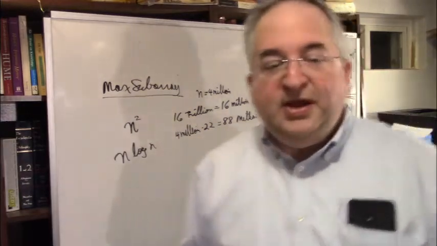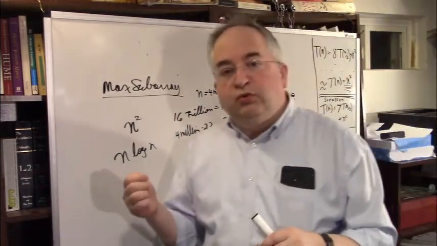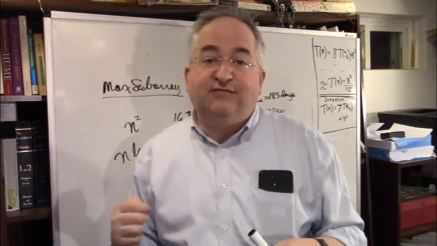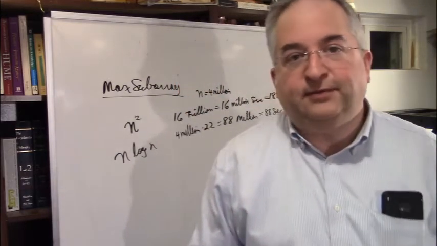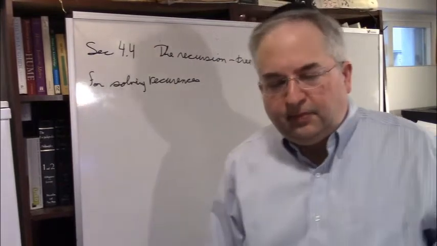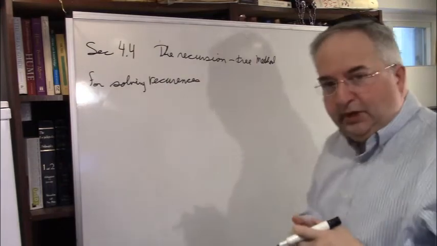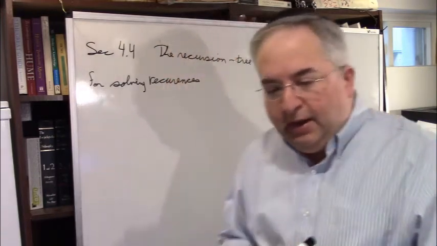So next, the next part of the chapter is how we get rid of these recurrence formulas and just get functions. That's what we're going to do next: sections 4.4 and 4.5. This is section 4.4, called the recursion tree method for solving recurrences. Our goal is to take a recurrence formula and make it into a real function. We like functions. We don't like recurrence formulas. How do you do it?